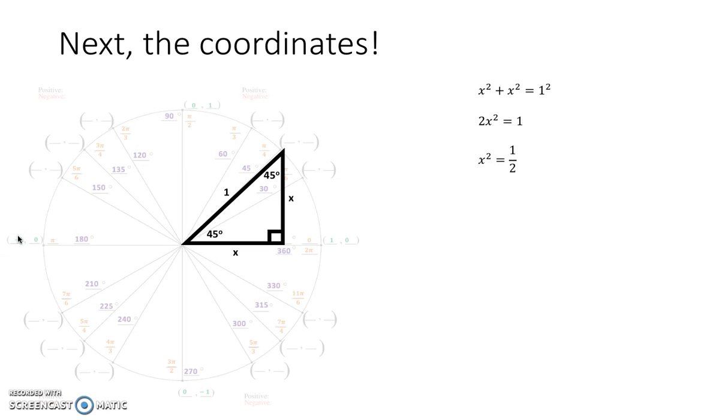Sorry, I'm losing my mouse. Divide both sides by 2. Find the square root of both sides. And square root of 1 is 1. Square root of 2 is root 2.